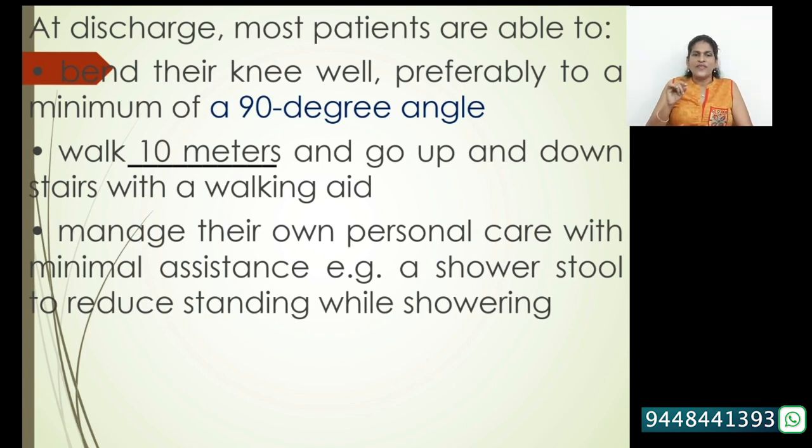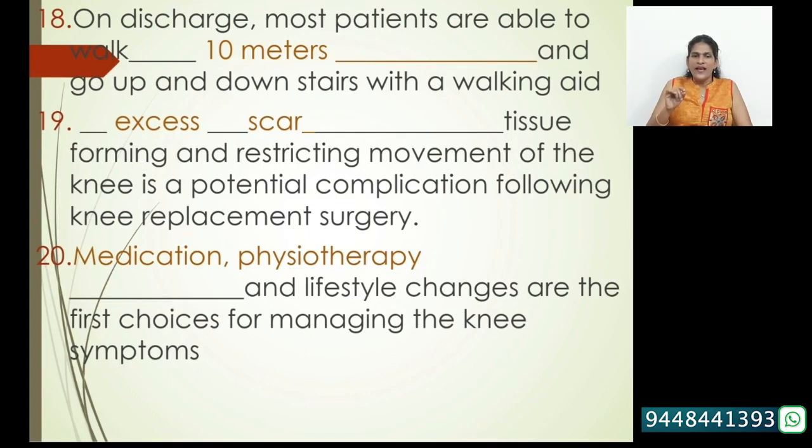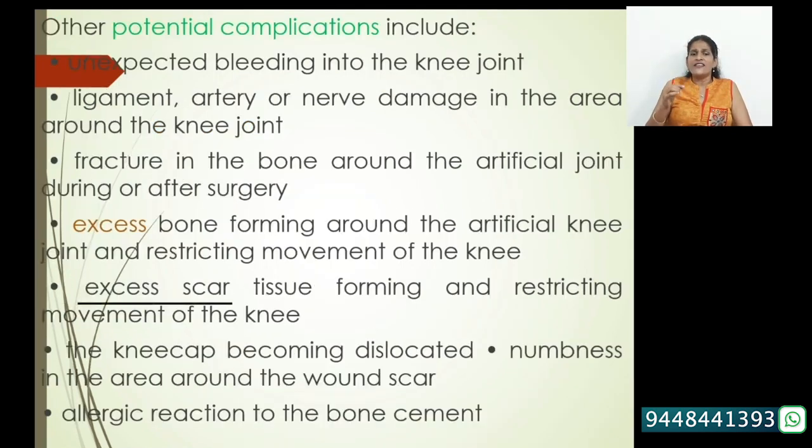And the 19th question. Dash tissue forming and restricting movement of the knee is a potential complication following knee replacement surgery. You see that maybe in the complication you can see excess. Yes, it is there. Excess scar tissue forming and restrictive movement of the knee is the complication which they want you to write. So you will write excess scar formation. If you write scar formation, it is wrong because scar is normally formed. It is a healing process. But excess forming is going to interrupt. So here we need to have our critical thinking playing in action.